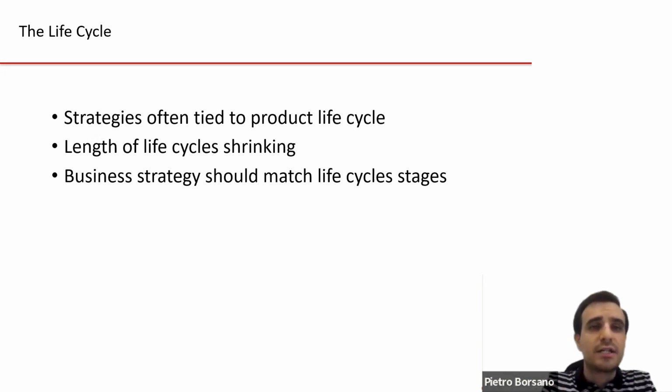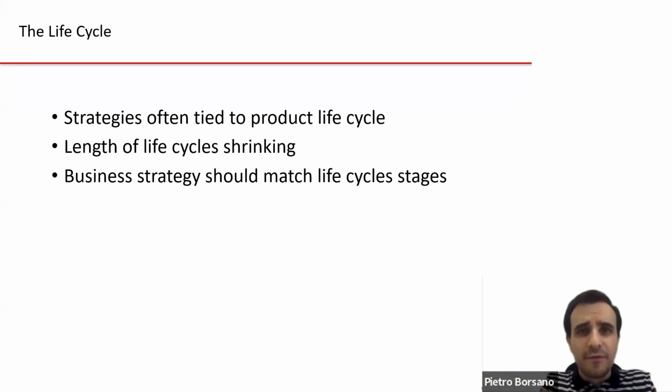Usually, strategies, corporate strategy, business strategy, operation strategies are tied to the product life cycle, which means that depending on the stage of the product life cycle, we will design a different type of strategy. The go-to-market strategy, the operation strategy which we deploy at the initial stage of the product life cycle is different from the strategy which we enact when we enter the adulthood stage, or even different from the strategy we use at the end of a product life cycle.